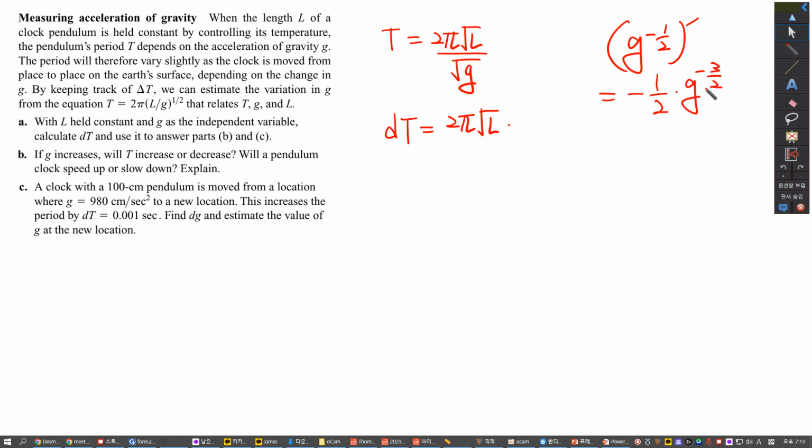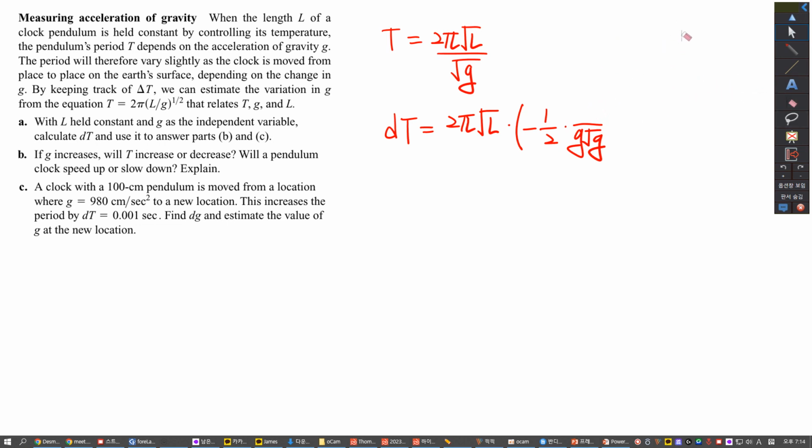And if you want to use the square root, this makes g times the square root of g in the denominator, like this. So we can cancel this number too. And the negative sign survives, and then the dg.